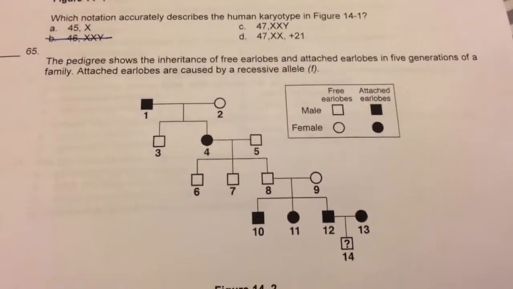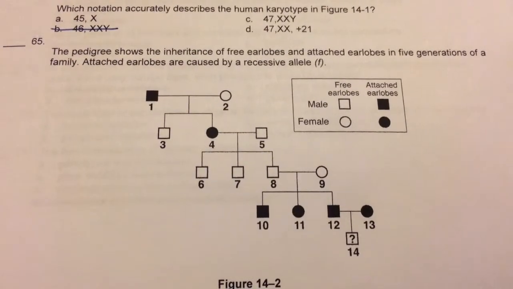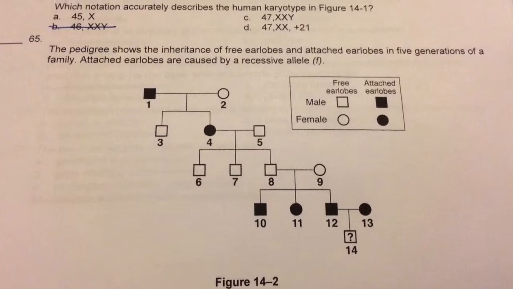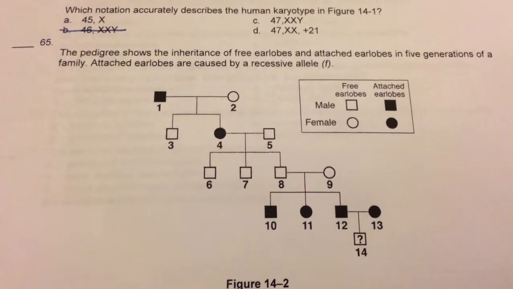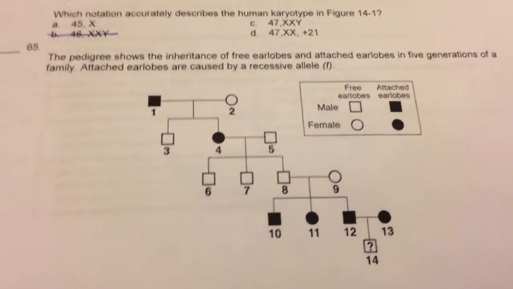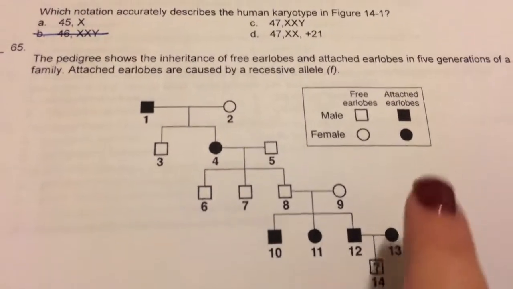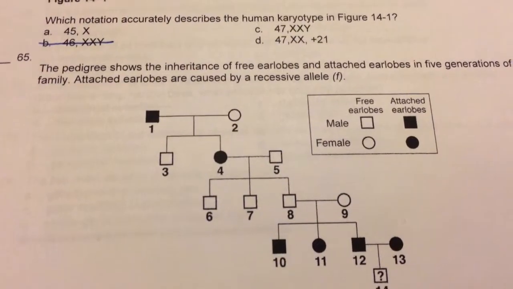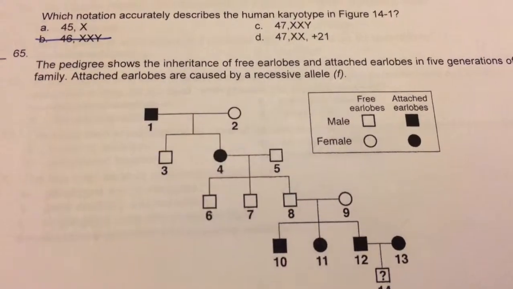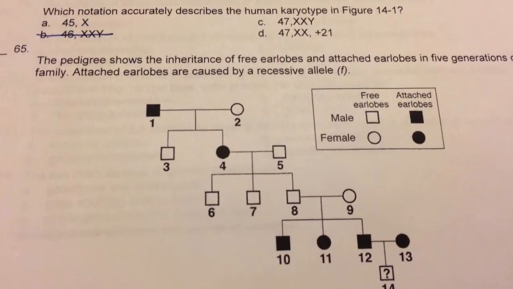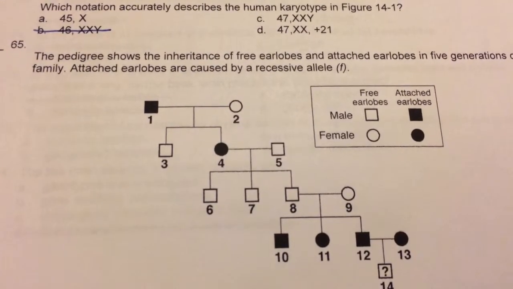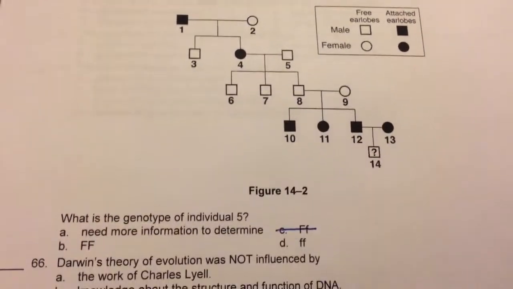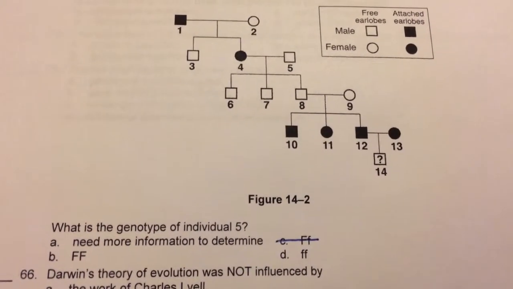65. The pedigree shows the inheritance of free earlobes and attached earlobes in 5 generations of a family. Attached earlobes are caused by a recessive allele, small f. And those attached earlobes are going to be noted in black on our pedigree. So every person with black has the recessive allele for attached earlobes. The question is, what is the genotype of individual 5?